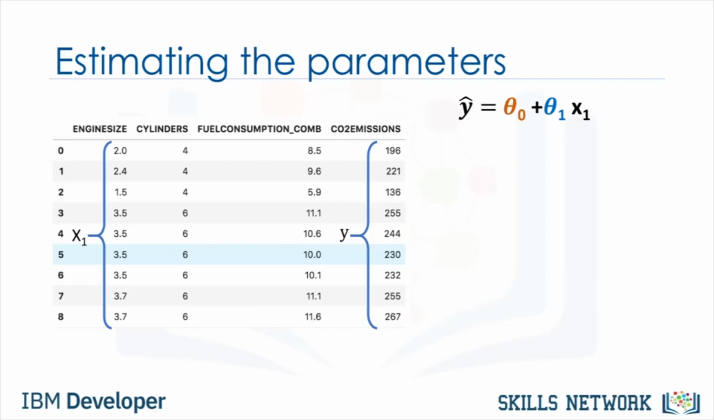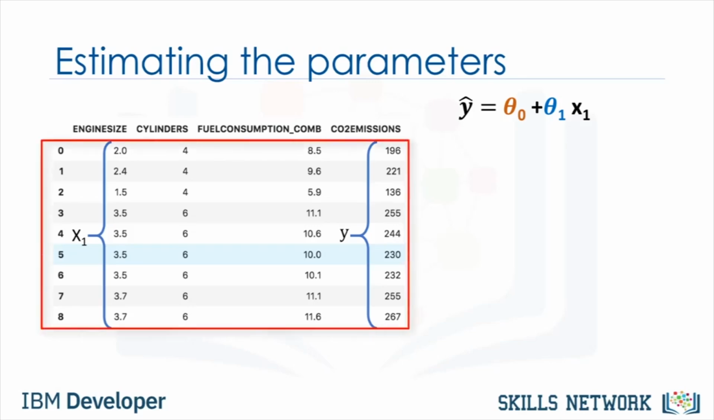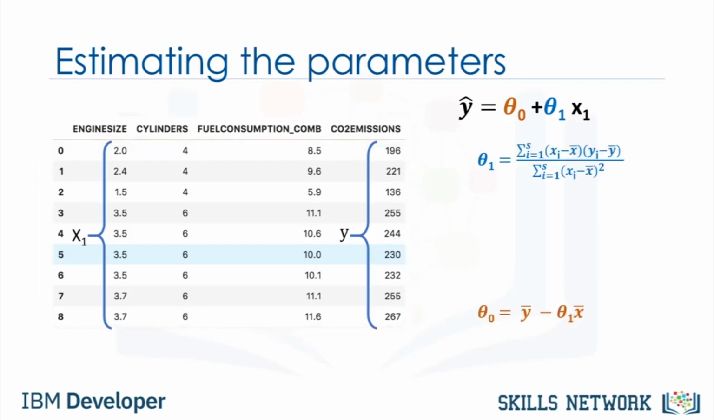That is, given that it's a simple linear regression with only two parameters, and knowing that theta 0 and theta 1 are the intercept and slope of the line, we can estimate them directly from our data. It requires that we calculate the mean of the independent and dependent, or target columns, from the dataset. Notice that all of the data must be available to traverse and calculate the parameters. It can be shown that the intercept and slope can be calculated using these equations.